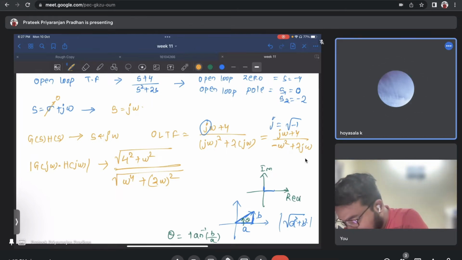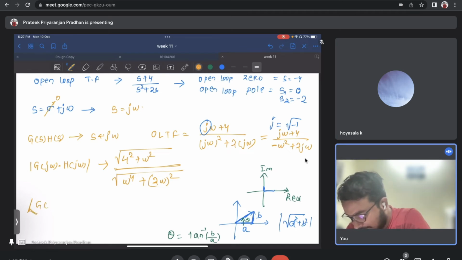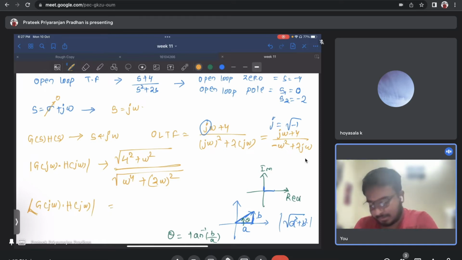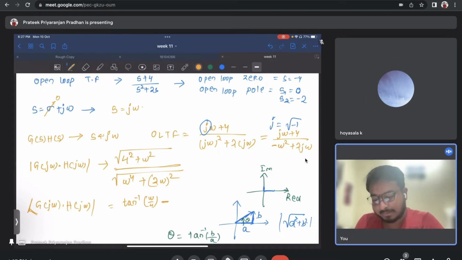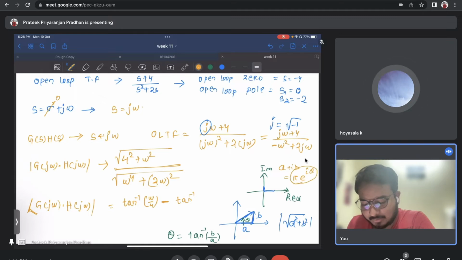And what will be the phase, the angle of G(j omega)H(j omega)? In the numerator it will be simply tan inverse omega by 4. Similarly in the denominator, whenever it is in the denominator you need to subtract it, because we can write a complex number as a plus jb, or as r e to the power j theta, where r is the magnitude and theta is the phase. So when it is r1 e to the power j theta1 divided by r2 e to the power j theta2, the angles are subtracted. This is just a brief.